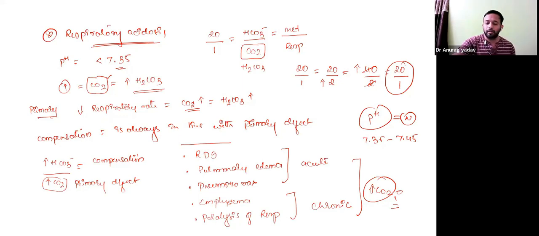So what is the compensation? The body tries to increase the bicarbonate levels, and also the kidney will try to excrete a lot of hydrogen ions in the urine. So that is respiratory acidosis.